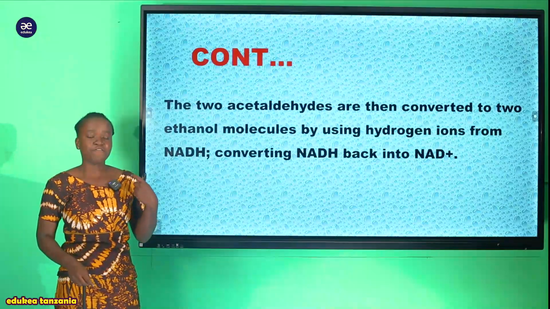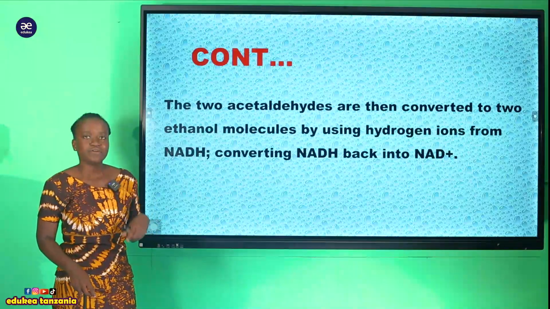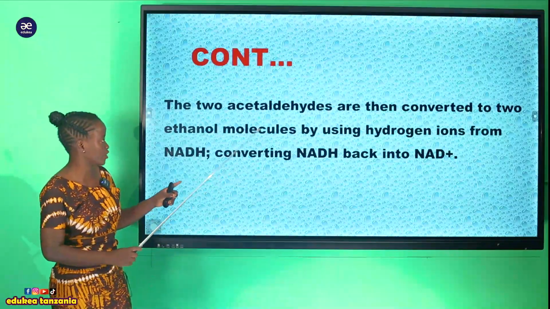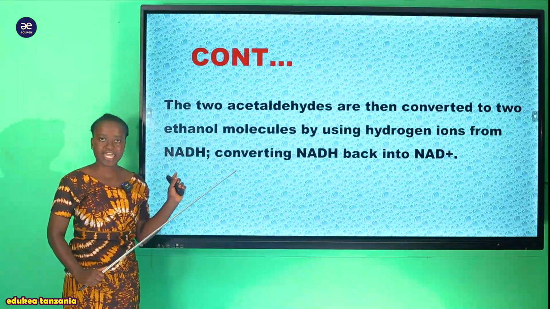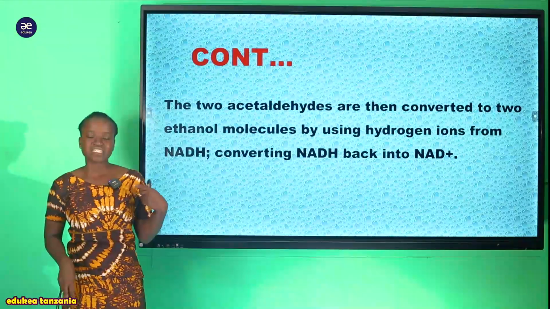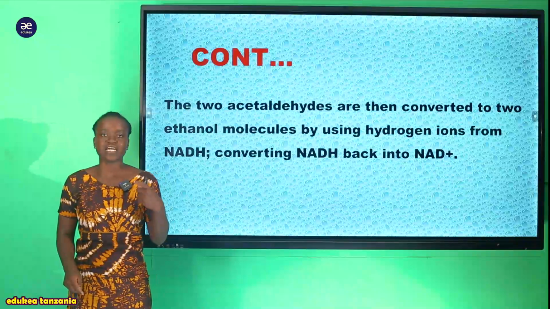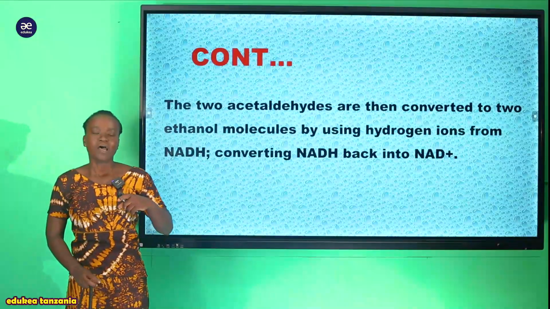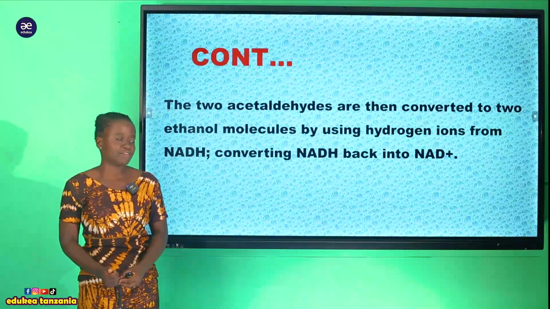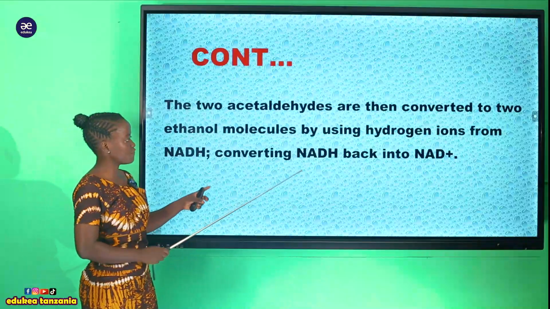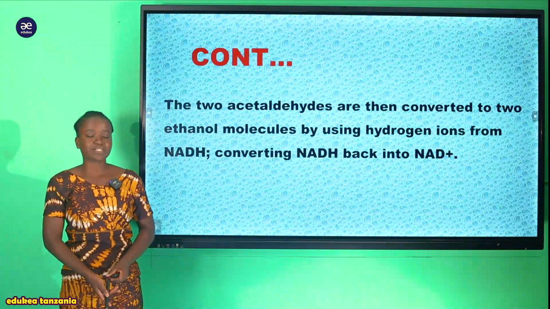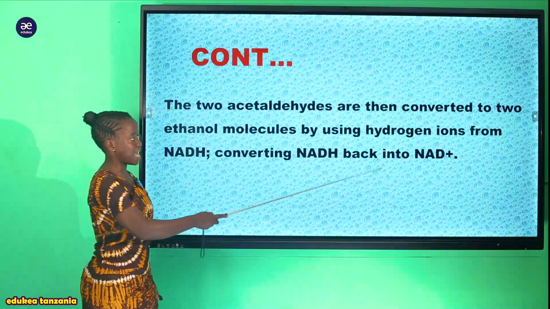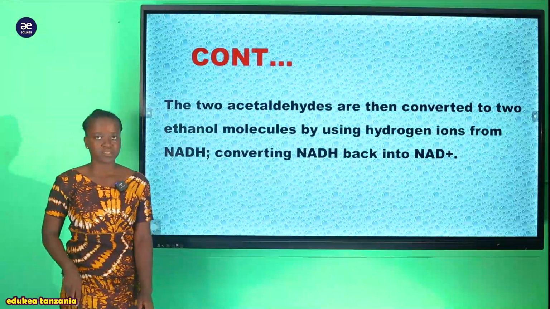So while we are forming the ethanol, we are using the NADH, two molecules of NADH. That is, we are using the hydrogen ions. And remember, we have said that the hydrogen ion is just that molecule which is used to form the ATP in the living body. So it will convert this NADH back to its initial compound, which is the NAD positive.